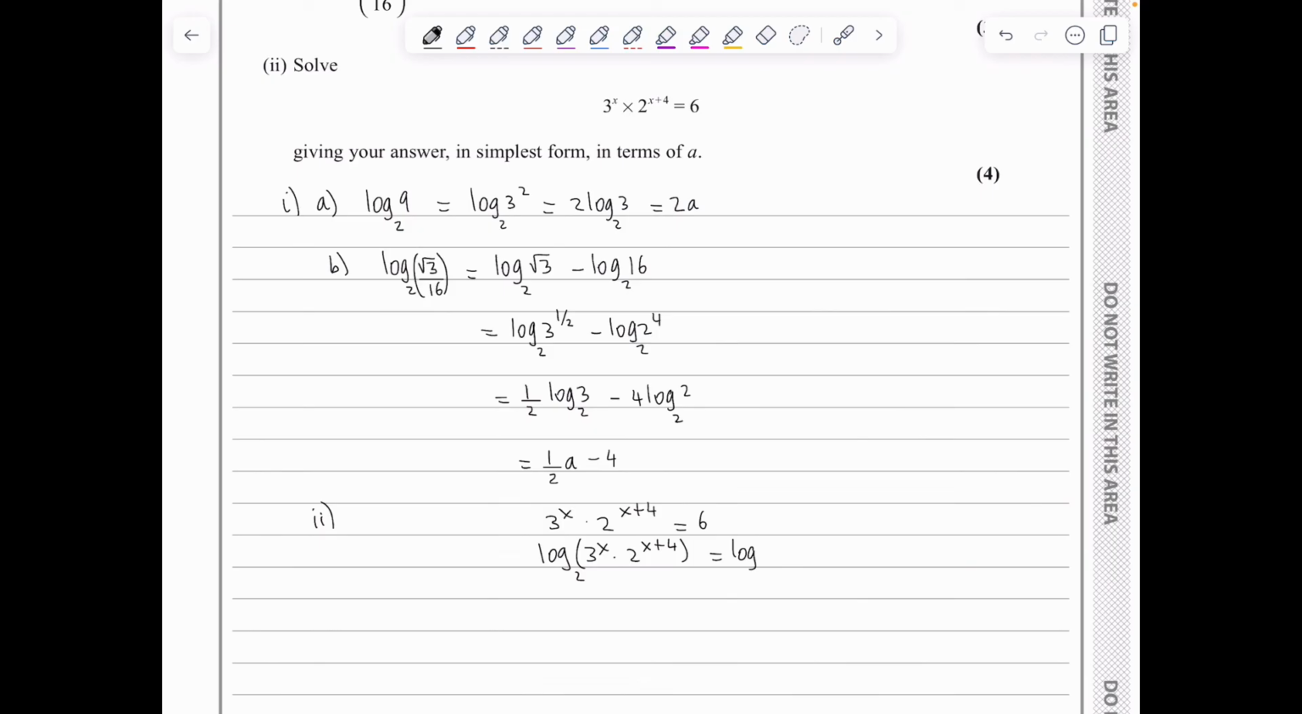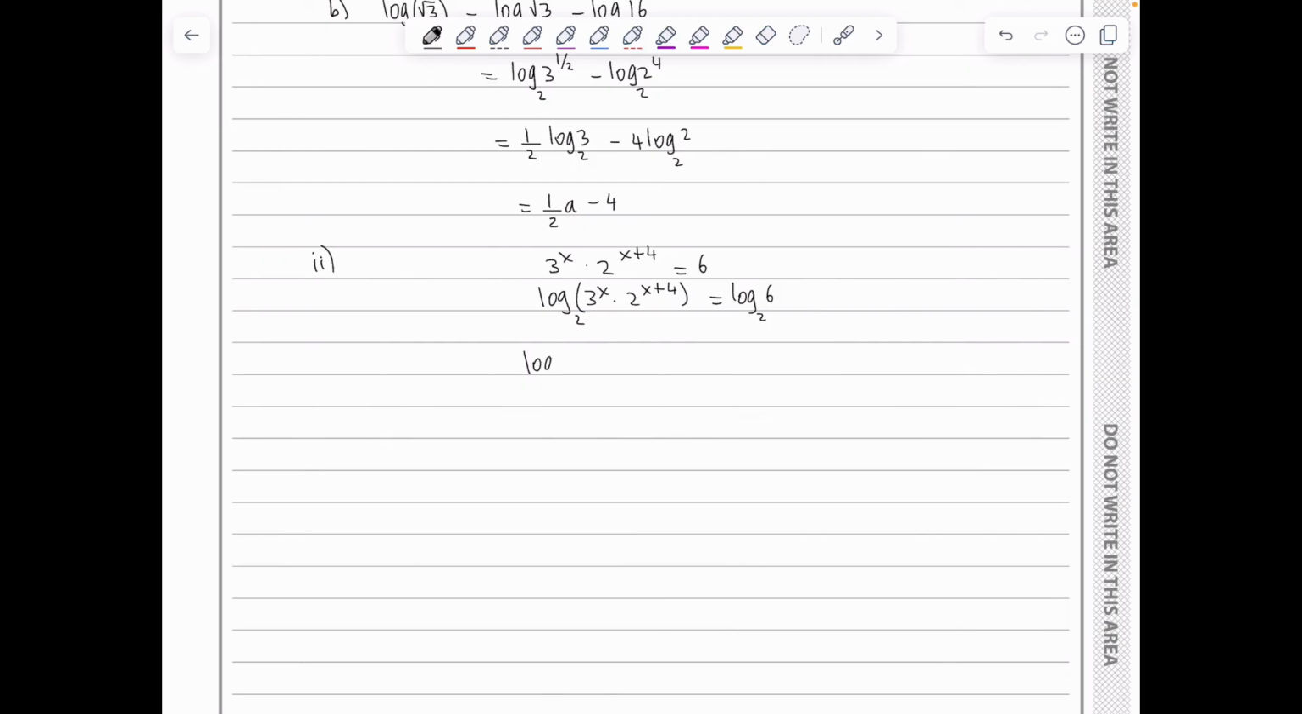So log of 3 to the x times 2 to the x plus 4 base 2 is equal to log of 6 base 2. I will split the product into log of 3 to the x base 2 plus log of 2 to the x plus 4 base 2, is equal to log of 3 base 2 plus log of 2 base 2. So I'm writing 6 as 3 times 2. So this leads to x log 3 base 2 plus x plus 4 in brackets times log of 2 base 2 is equal to log 3 base 2, which is simply a, plus log 2 base 2, which is 1.